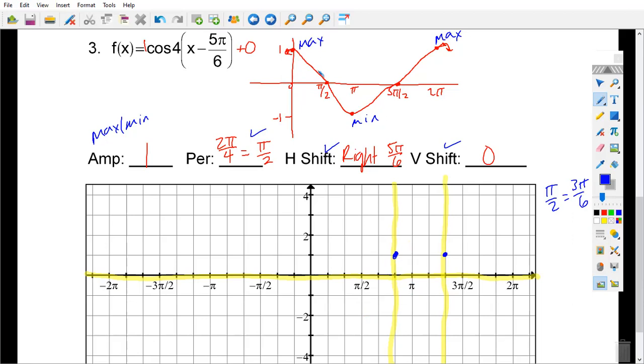Your minimum is halfway between your two maximums. So halfway between this is right here. And you're going to have a minimum at -1 because your amp is 1 away from your axis.